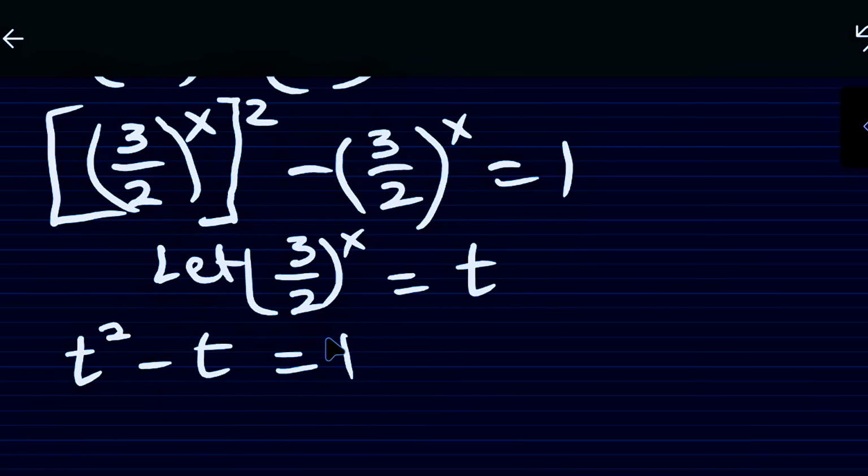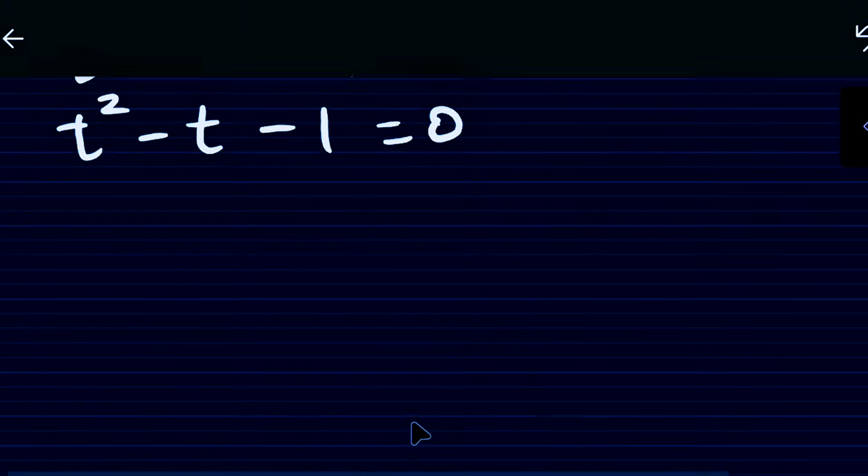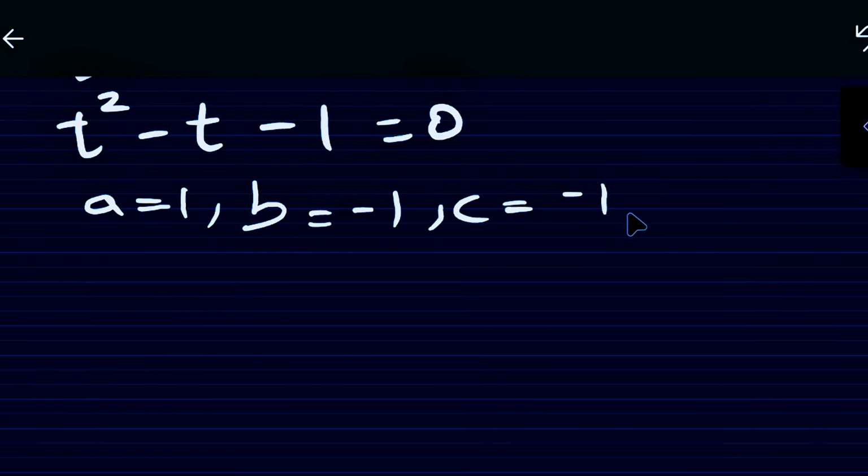So from here we are going to transpose this one here by equating everything to 0. So we have t squared minus t minus 1 equals 0. So looking at this, you can see that we have a quadratic equation, and we'll be solving this using the quadratic formula. Now before then, let's write down all the parameters that we need to solve this. Okay, so we'll have a equal to the coefficient of t squared, and that is 1. b is the coefficient of t, and that is minus 1. And c, the constant, equals negative 1 as well.